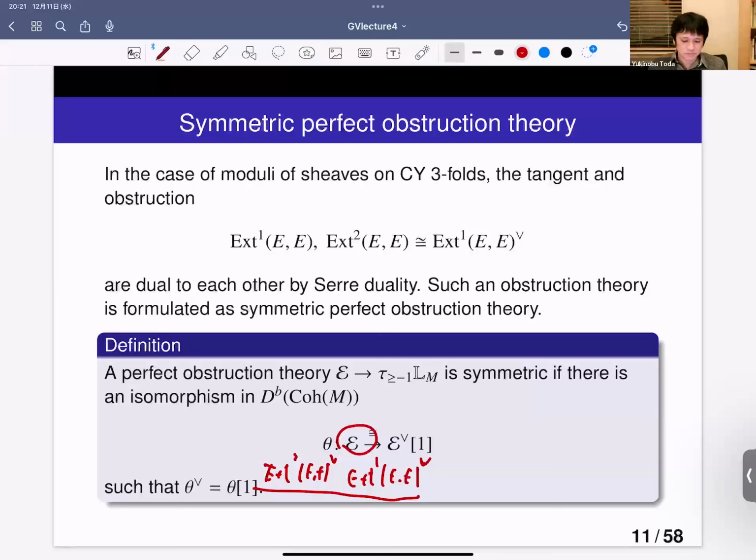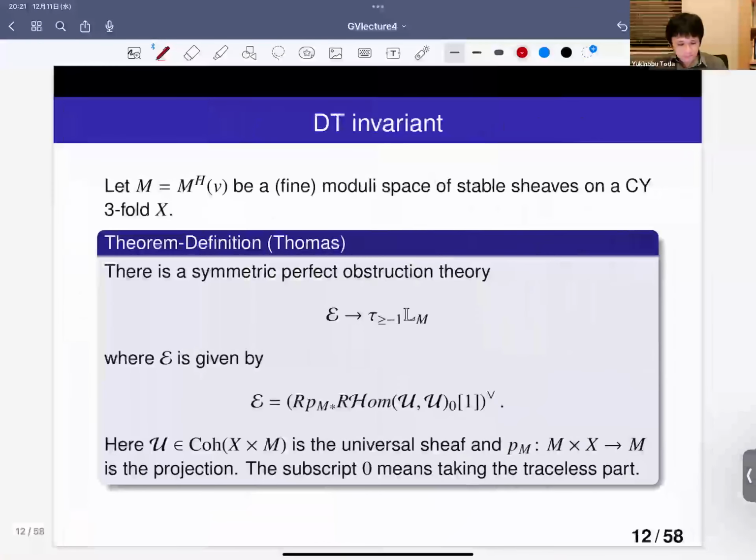But the data of the minus one shifted symplectic structure is something more, and that is used to define the DT invariants. Anyway, in order to define the numerical DT invariant, it is enough to consider the symmetric perfect obstruction theory. So let M be the moduli space, and let's assume that this is a fine moduli space. Let's recall that a fine moduli space is one that represents the functor.